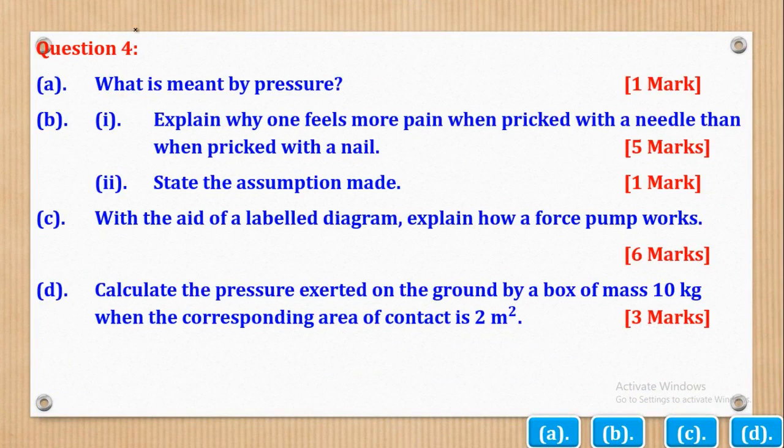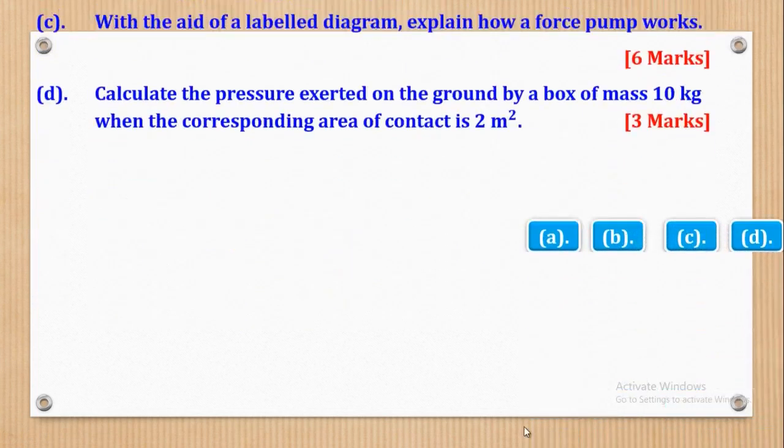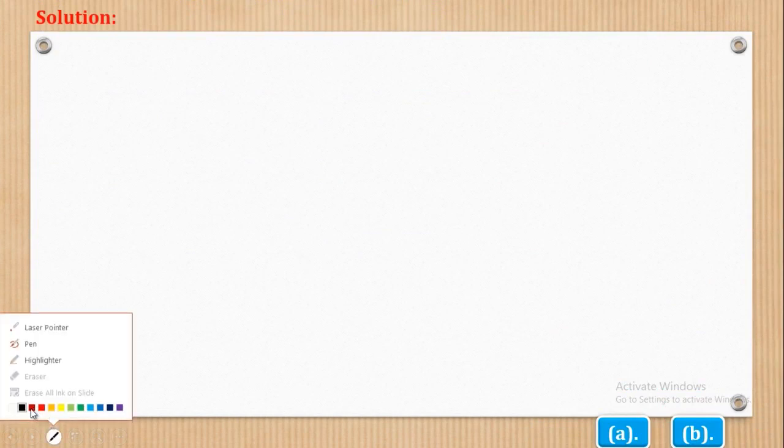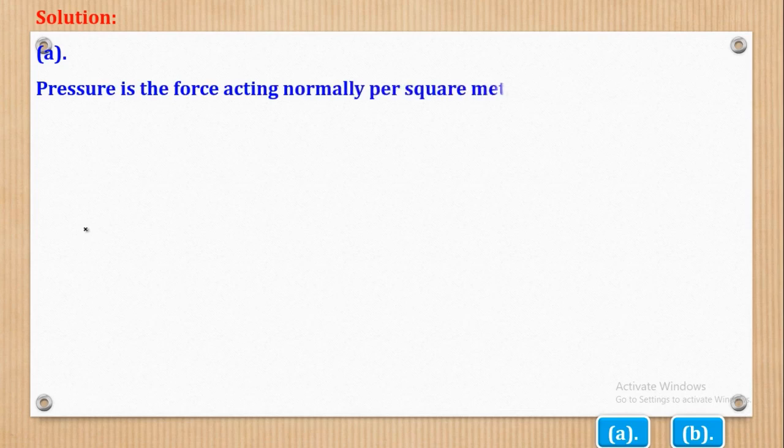Question 4 part A says, what is meant by pressure? So I shall say that pressure is the force acting normally per square meter. So some students can say per unit area, though it is better if you use the word square meter, because unit can be even 1 centimeter squared is a unit area. So it's better you use the word square meter, but also per unit area is still okay for your level.